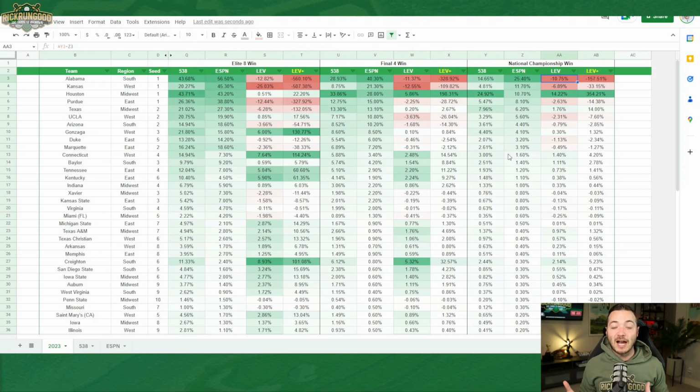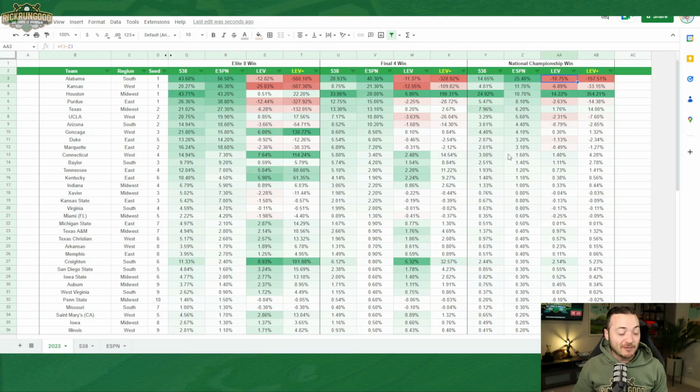But this is the part where I say, if you are choosing Alabama to win your national title game, you are doing it very, very wrong. Because 25% of people are choosing them, you're not going to win all that much if they do win, and they are going to get bounced much more often than that. 86% of the time, they are not going to win the national title.